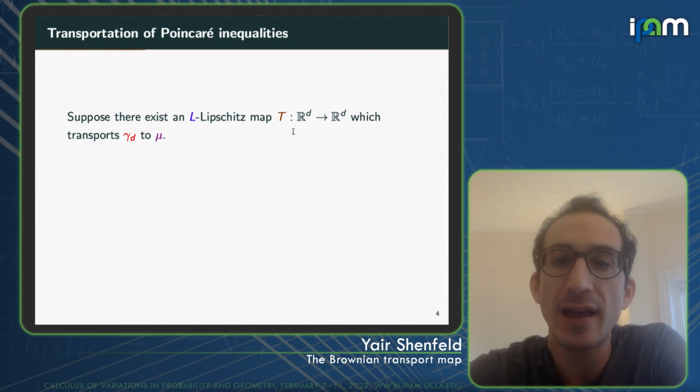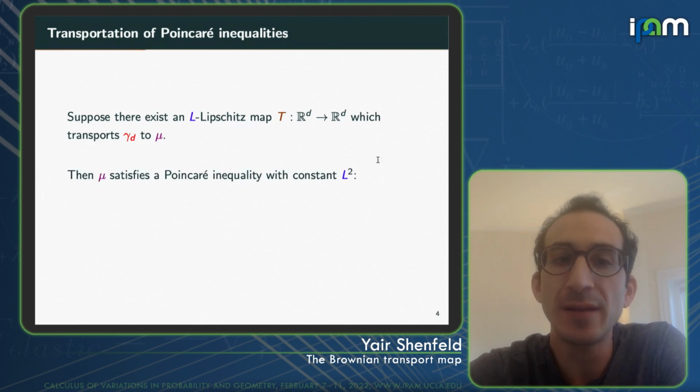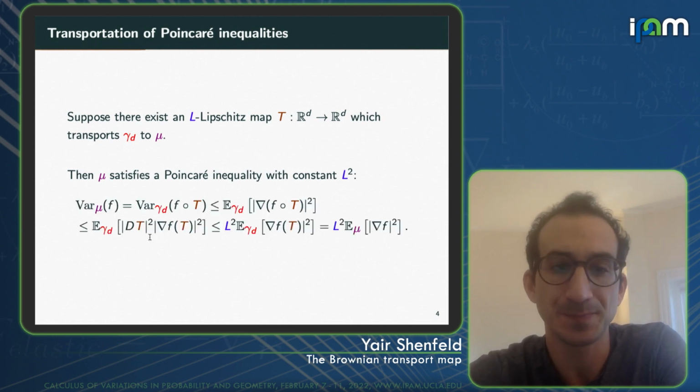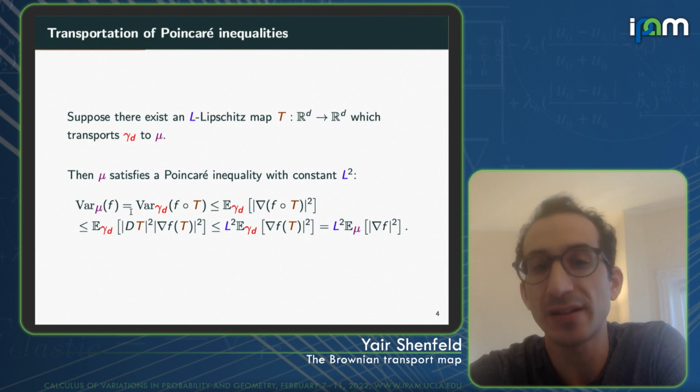Suppose we have a map T from R^d to R^d, which is Lipschitz with a constant L, and let's say that it transports gamma_d into our target measure mu. Then I claim that mu satisfies the Poincare inequality with constant L squared. Okay, so why is that? Let's look at the argument. So we look at the variance under mu of f. What does it mean for T to transport the Gaussian into mu? It means exactly this equality here.